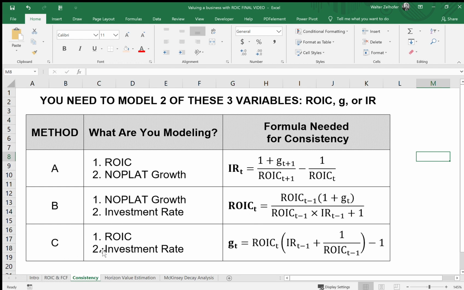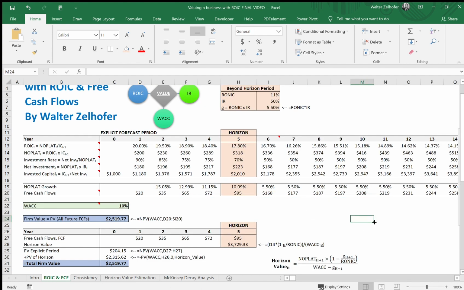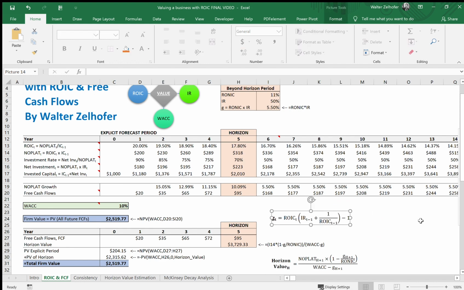Now method C is basically, you're explicitly modeling the return on invested capital and the investment rate. Well then, the third variable that has to work with these guys is the growth rate. And for that one, we're going to be using this particular formula on the very bottom of the screen there. And let me copy that into our little sheet here. And I'm just going to show you an informal proof of my formula that I derived. And it looks something like this.